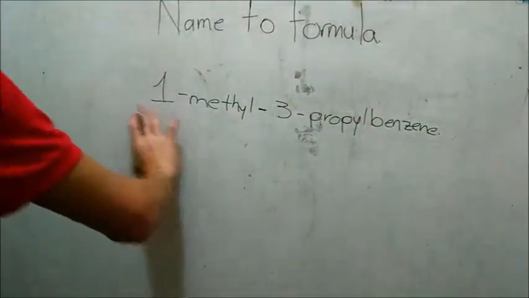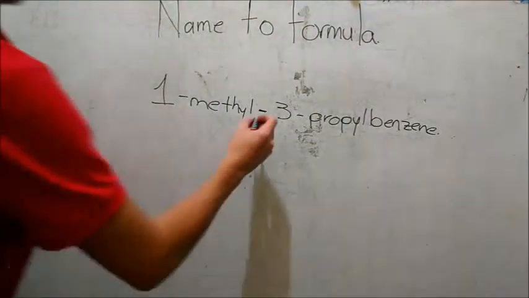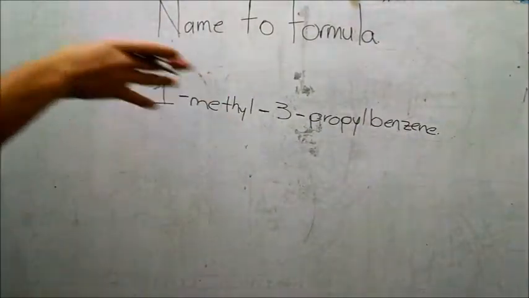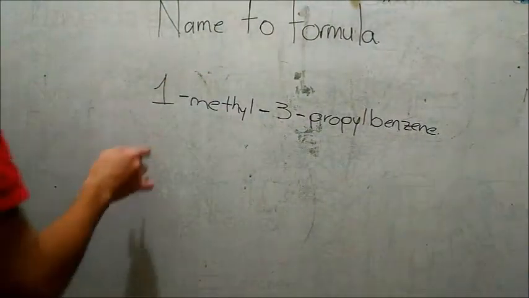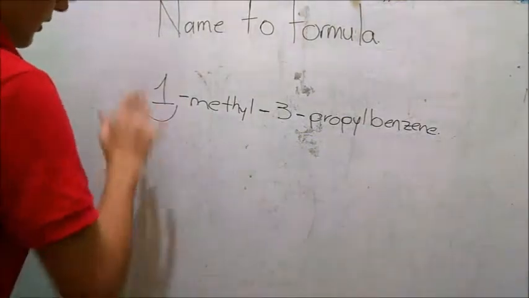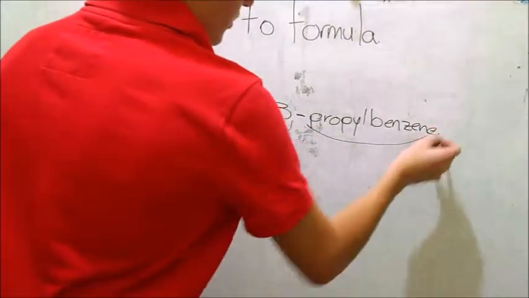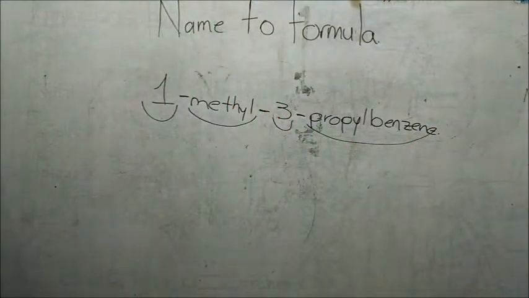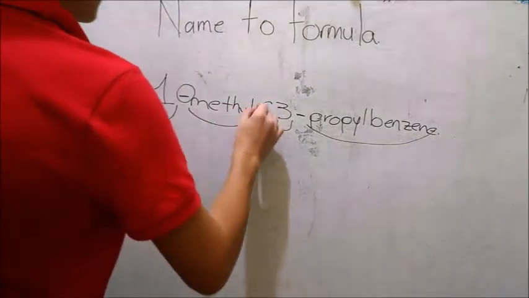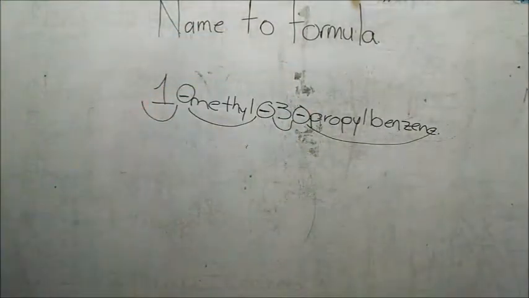Over here we have already the name. After having the name, you are going to always remember to put the lines, because if you don't put the lines, you are going to get it wrong. So why do we put the lines? So we can identify the number, the word, the number, the word. Over there we have also the lines, so we don't get it wrong. So we have 1 methyl 3 propylbenzene.